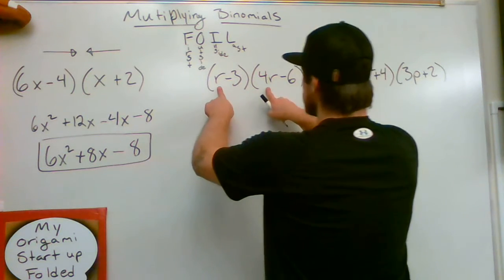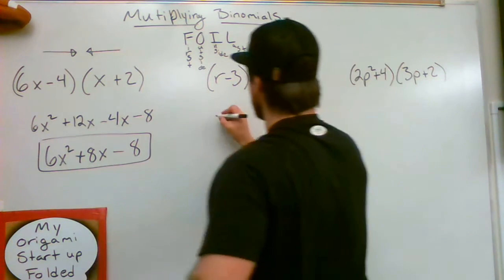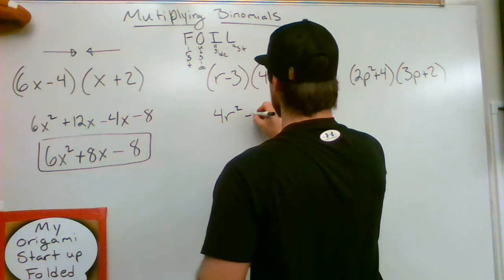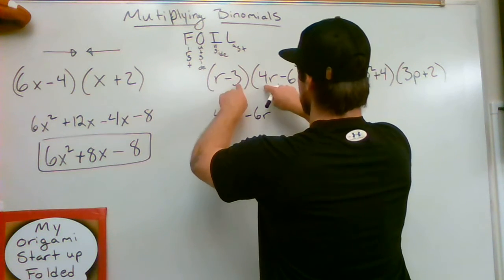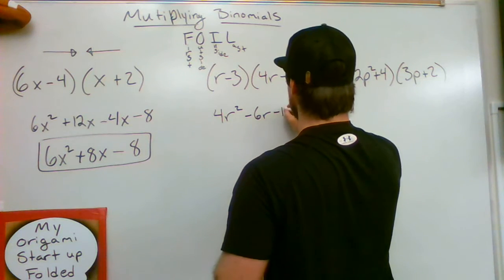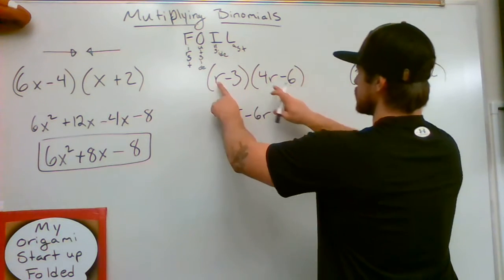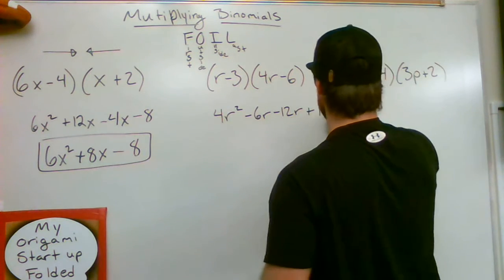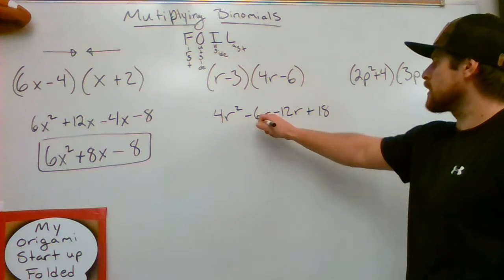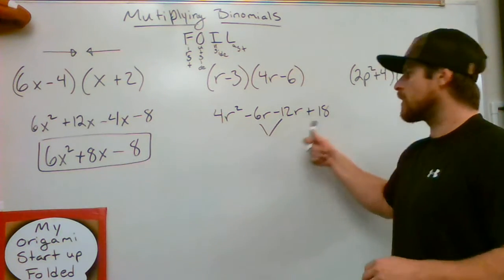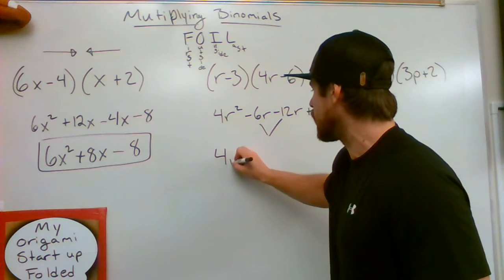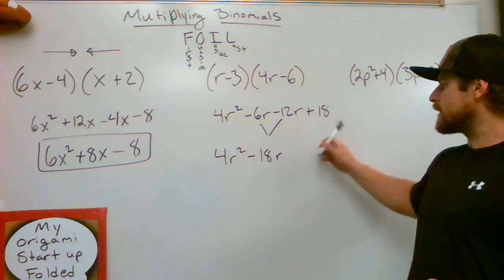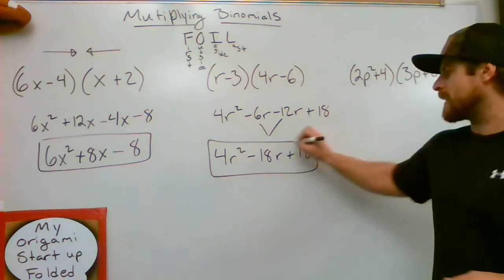So first, my first 2 terms are 4r and r. That's going to make 4r squared. My outside terms are an r and a -6. That's going to make -6r. My inside terms, that's a -3 and a 4r. That's going to make -12r. And then my last terms, these were my first, these are my last. Negative times a negative makes a positive. 3 times 6 makes 18. Looking at them all, these two are like terms, so those are going to go together. These are all on their own, so they stay exactly as is. 4r squared. -6r minus 12 more r is going to take me back to -18r, and I have plus 18 at the end, and that is my final result.